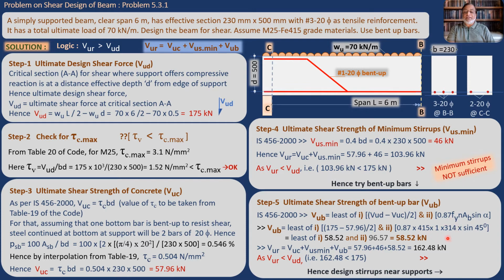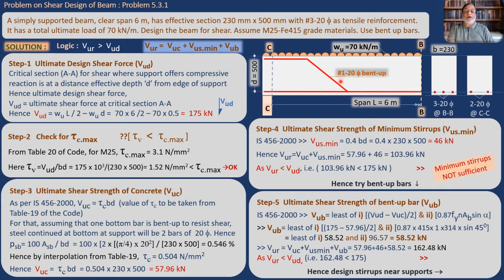Then AB: A is area of steel and B is bent bar. So what is the cross-sectional area of the bent up bar? One bent up bar. Its cross-sectional area is pi by 4 into 20 square. The cross-sectional area of one bar of 20 mm diameter is pi by 4 into 20 square. If you calculate that value, it will come out to be 314 mm square. So this is the value of AB into sine alpha.